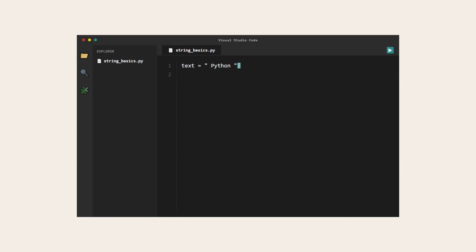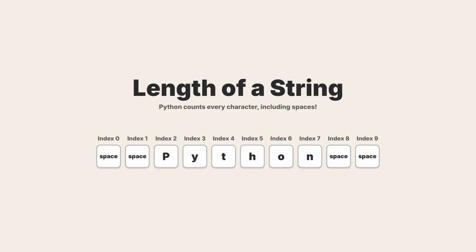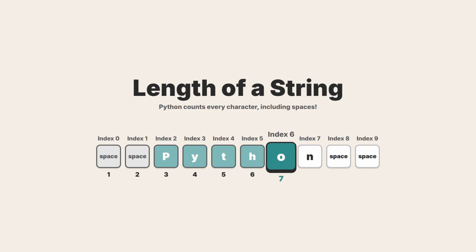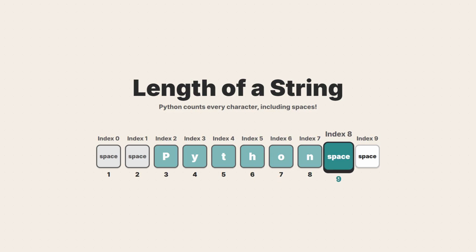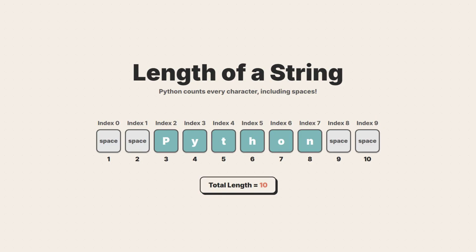First, how do we find out how many characters are in the string? We use a helper called len, short for length. Print len(text). Run the program. The output is 10. Python counts everything inside the quotes, including the spaces. 1, 2, 3, 4, 5, 6, 7, 8, 9, 10. 10 characters.